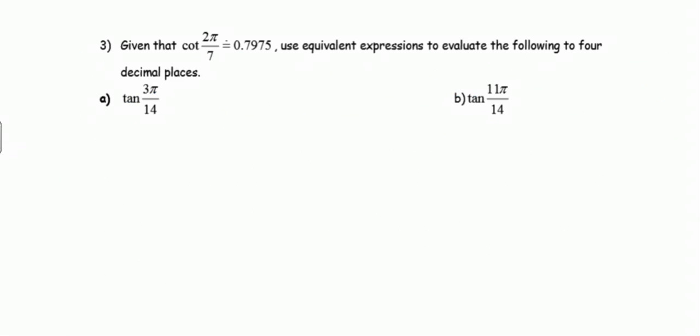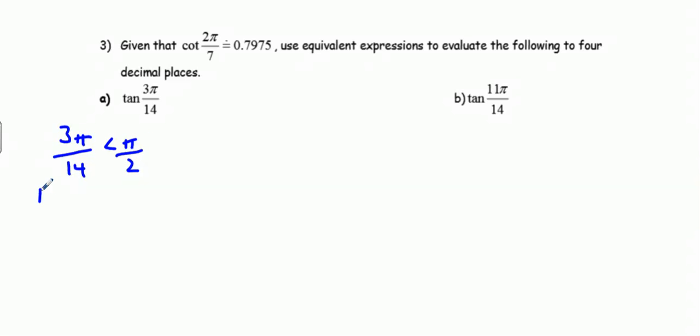Okay, last question. Given that cotan 2 pi by 7 is approximately 0.7975, use equivalent expressions to evaluate the following to 4 decimal places. Tan 3 pi by 14. Alrighty. So again, we take the angle here, 3 pi by 14, and we decide, is it greater than or less than pi by 2? And we know that it's less than pi by 2.